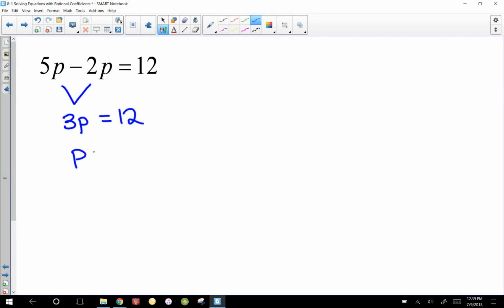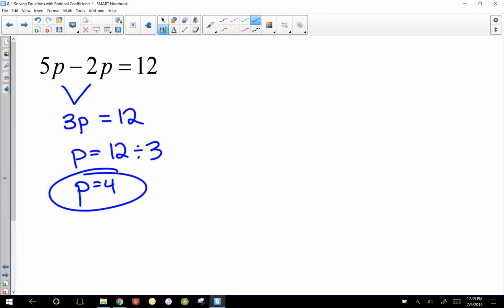And that one might be mental math, but just to make sure, the equivalent equation here is p is equal to 12 divided by 3, which is 4, and that is our solution since 3 times 4 is 12, or 5 times 4 is 20, and 2 times 4 is 8, and 20 minus 8 is also 12. So that works out any way you slice it. So solving equations with rational coefficients, we're using the inverse operation, which is, in this case, division, since our coefficients are using multiplication.